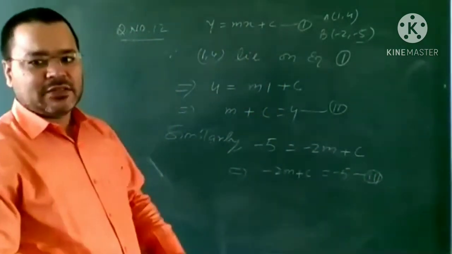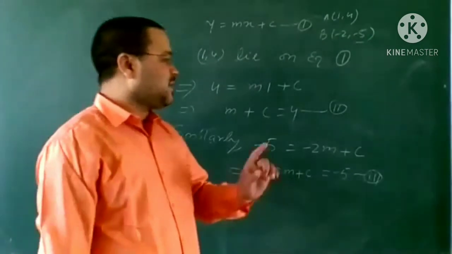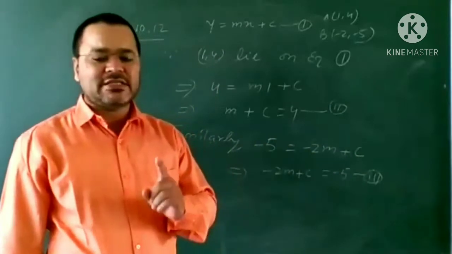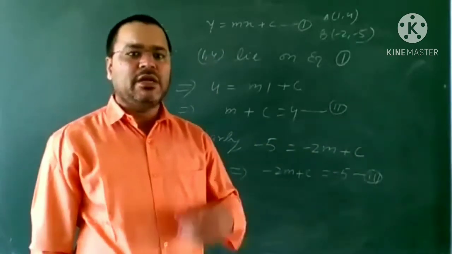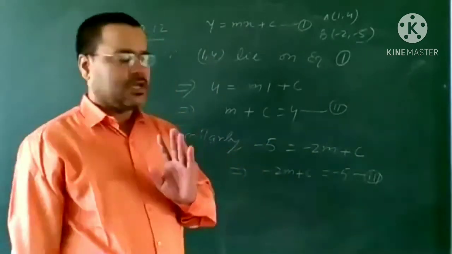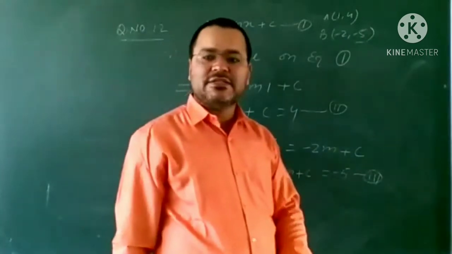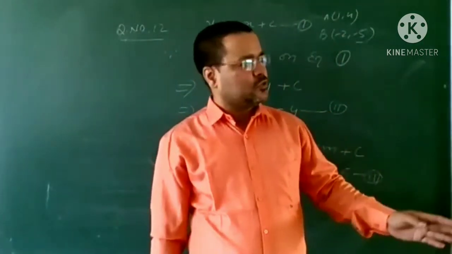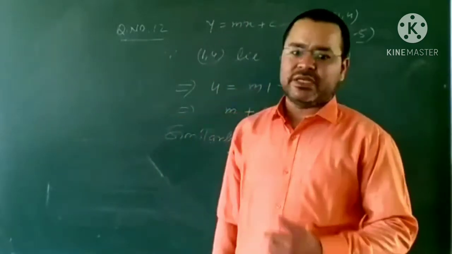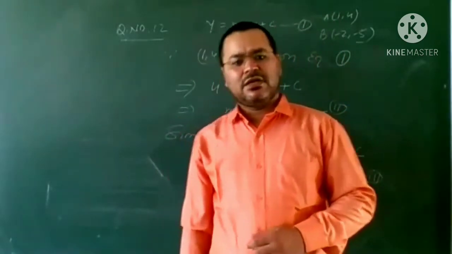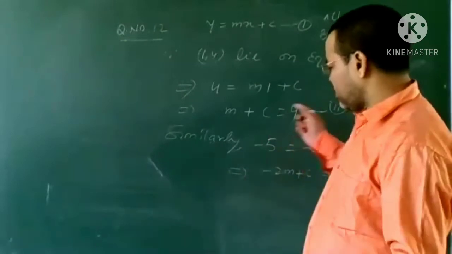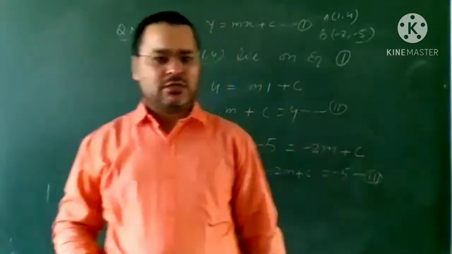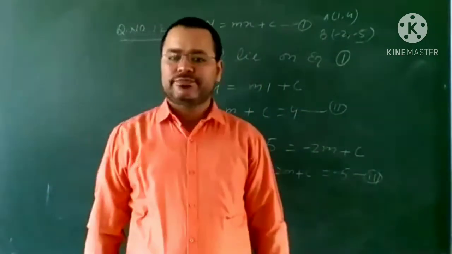Now what is this? This is a simultaneous linear equation, equation second and third, in two variables c and m. Remember the class 9 methods for simultaneous linear equations: substitution method, elimination method, and cross multiplication method. Any one method you can use to find the solution. Now it's your work. You do it by yourself.